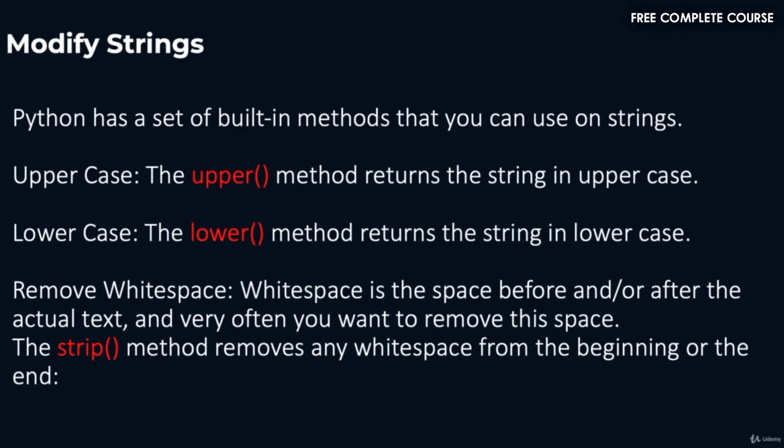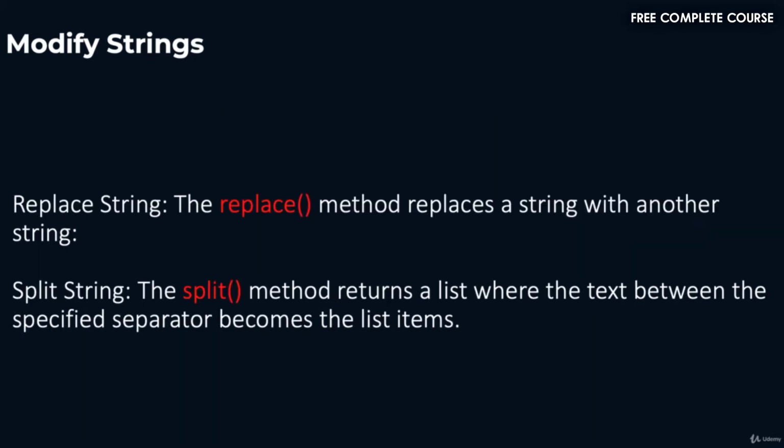Remove whitespace. Whitespace is a space before and or after the actual text. And very often you want to remove this space. The strip method removes any white space from the beginning or the end of your string. Okay? Replace string. The replace method replaces a string with another string. Split string. The split method returns a list where the text between the specified separator becomes the list items.